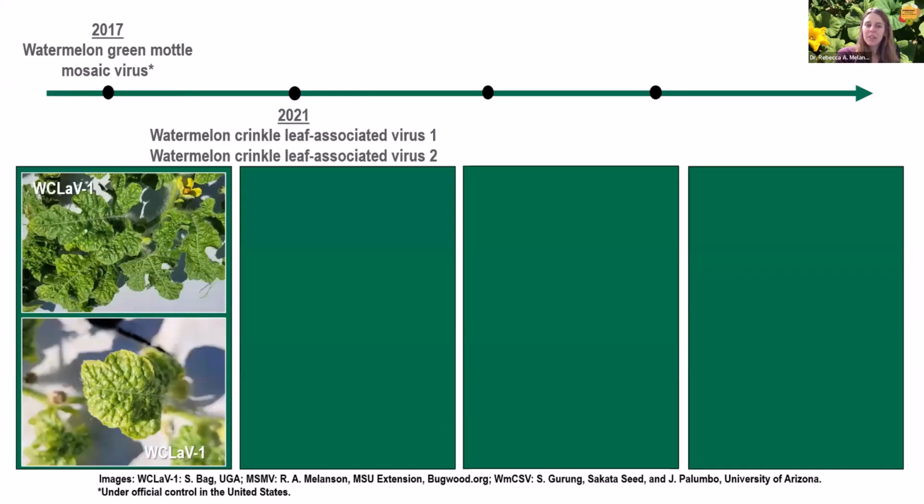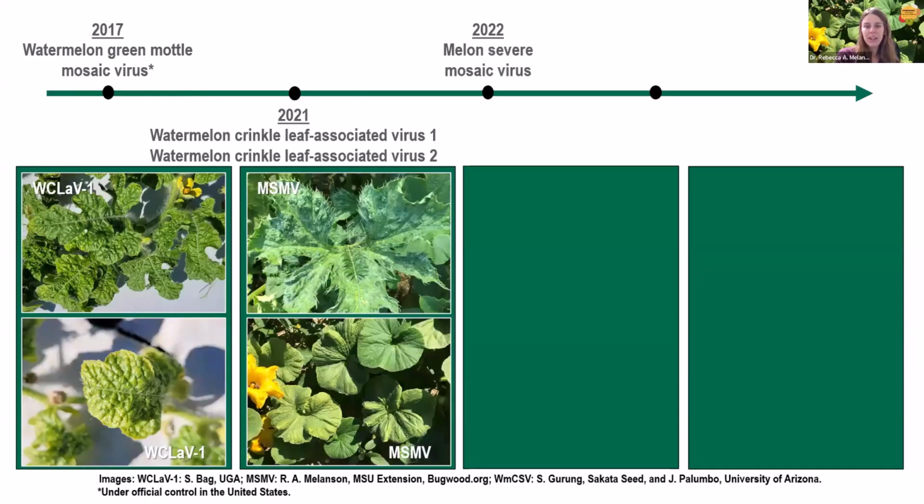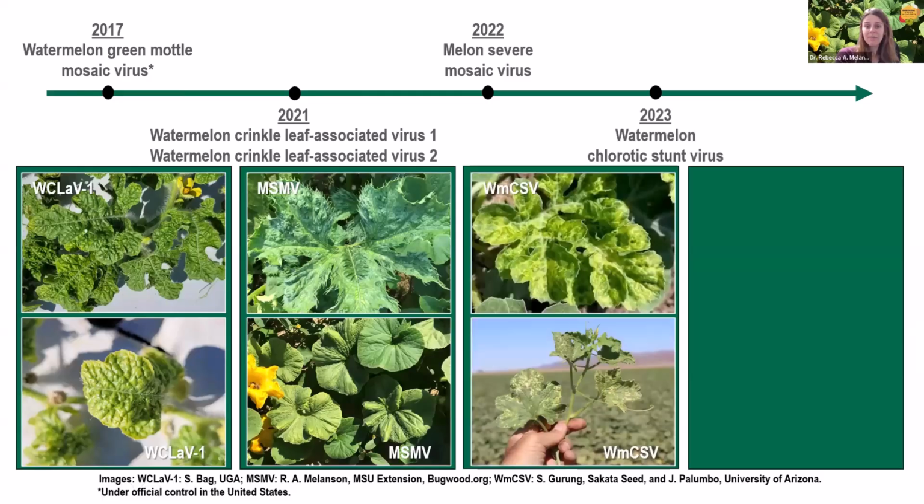In 2021, we had watermelon crinkle leaf-associated virus 1 and 2 that were described. In 2022, we saw the emergence of melon severe mosaic virus. And most recently, we had watermelon chlorotic stunt virus that was described in 2023. So over the last 25 or 26 years, we've had a new virus described or introduced into the United States approximately every 3.1 years. So what is next?